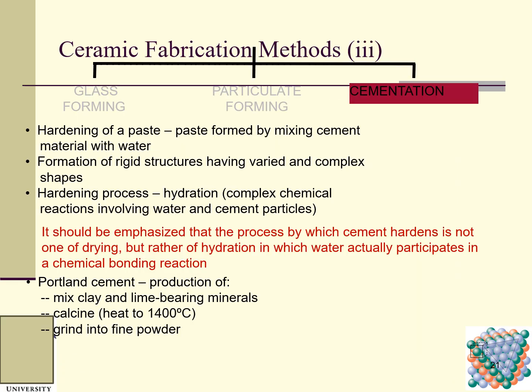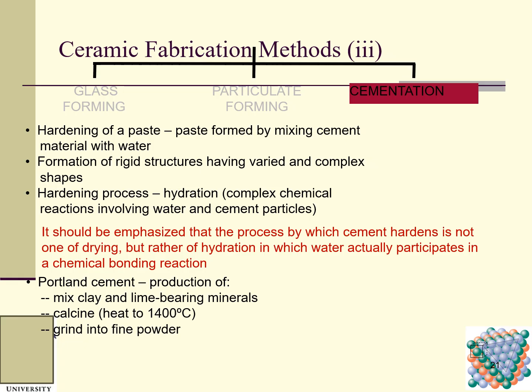Hardening of a paste. A paste is formed by mixing a cement material with water. We know that when we use cement to build something for our home, and we use water, then the cement can become a very, very hard material. It allows formation of rigid structures having varied and complex shapes. The hardening process is hydration, a complex chemical reaction involving water and cement particles. This is a chemical reaction.